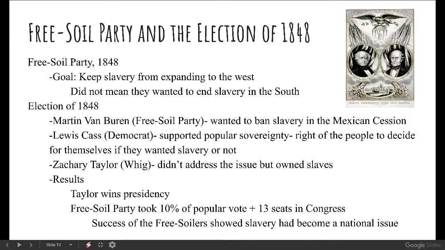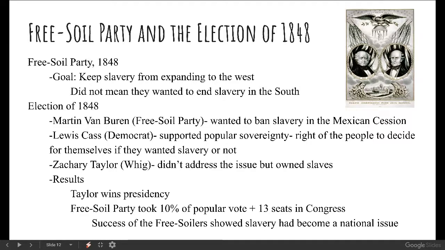And so he doesn't want slavery to happen in that territory. Lewis Cass is going to be our next candidate, a Democrat. He's going to be from Michigan, actually. And he is going to support popular sovereignty. So popular sovereignty in this case is referring to the right of the people to decide for themselves if they wanted slavery or not in their territory.